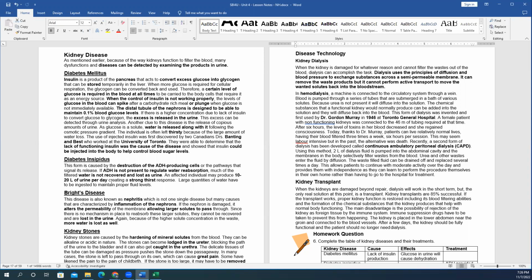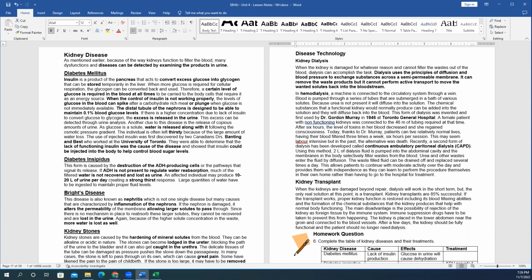But if you don't have proper control of the amount of insulin that is produced by your pancreas, if that level of insulin control isn't working properly, then you can have levels of glucose in the blood that are raised and spiked, especially after you have some form of a carbohydrate-rich meal, or they can drop rapidly when glucose is not immediately available.